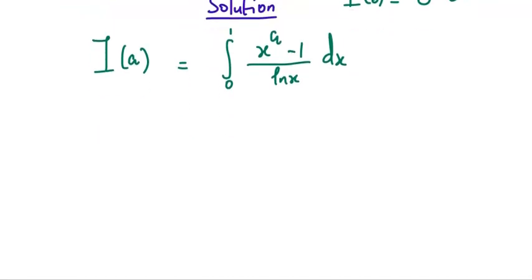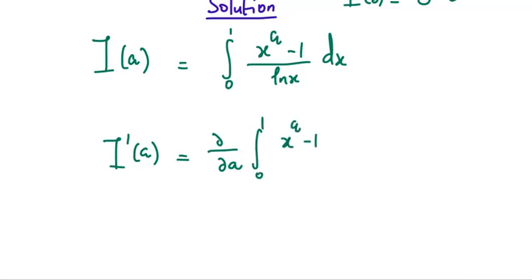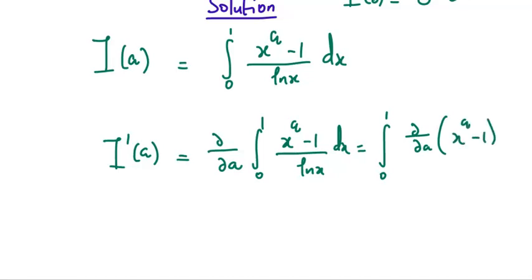Now, according to Feynman, let us differentiate both sides with respect to a. So here it's going to be I'(a). This is going to be equal to the partial derivative with respect to a of the integral from 0 to 1 of (x^a - 1) divided by the natural log of x dx. So this is the same as the integral from 0 to 1 of the partial derivative with respect to a of (x^a - 1) divided by the natural log of x, dx.